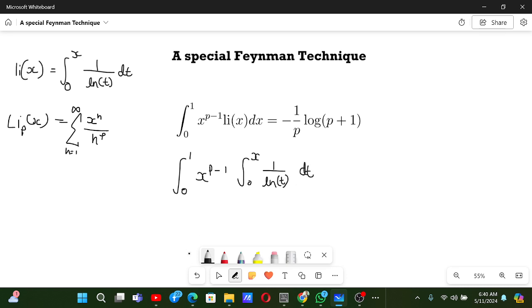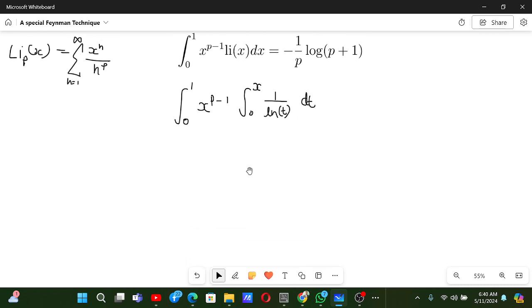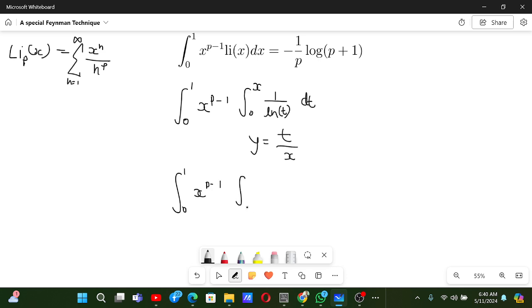Okay, so now let us try to convert the limits of the integral into numbers. Yeah, because that will be easier to deal with. So we have the substitution y equals t/x. That will change this to the integral from 0 to 1, integral from 0 to 1 of x^(p-1), 1/ln(xy), where t is xy. Yeah, and over here there is also dx. Now dt is x dy, and dx as well. Yeah.